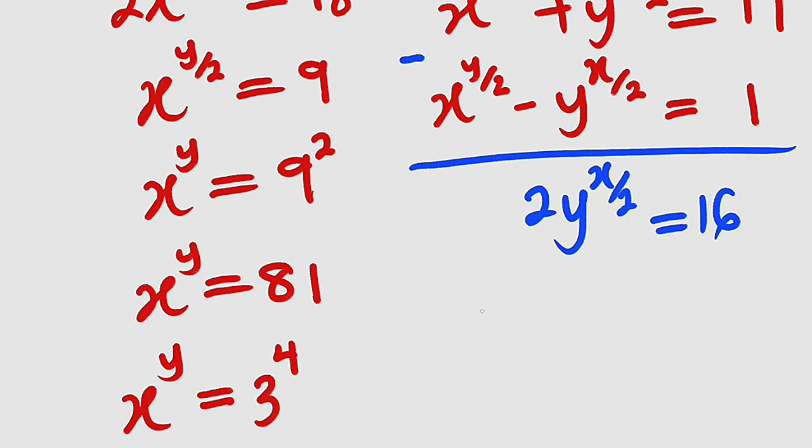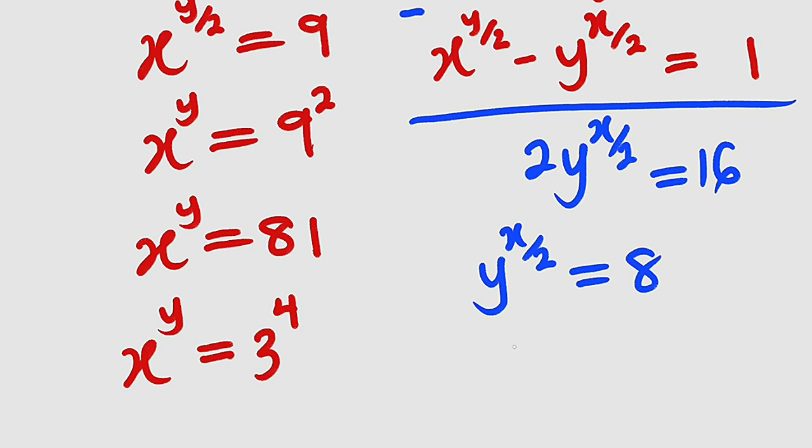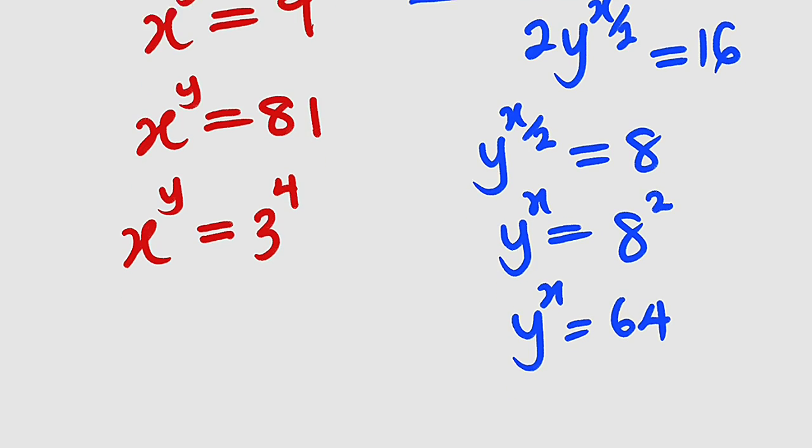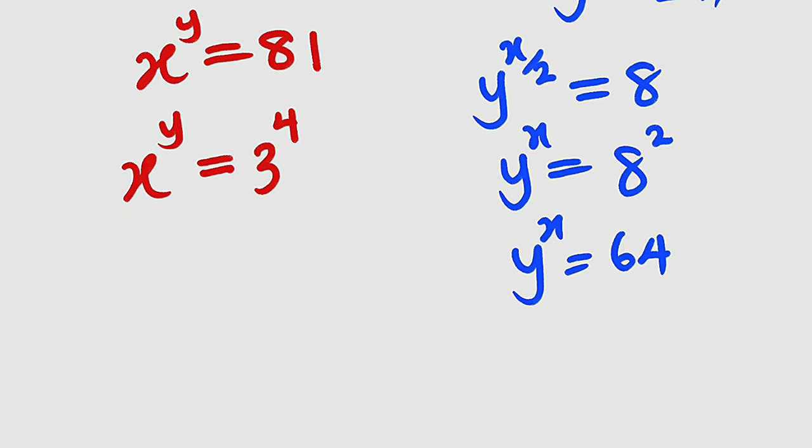Divide both sides by 2, you have y to the power of x divided by 2 to be equal to 16 divided by 2, which is 8. And if you square both sides, you have y to the power of x to be equal to 8 to the power of 2, and y to the power of x equal to 64. But 64 is the same thing as 4 raised to the power of 3. So y to the power of x is equal to 4 to the power of 3.